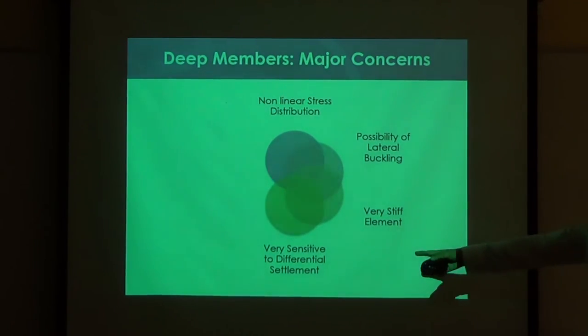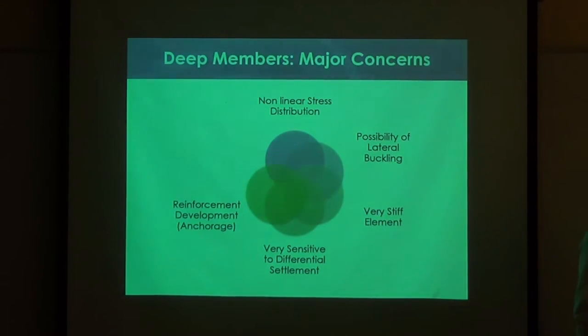Deep members are very sensitive to differential settlement, as I mentioned, because of their size and stiffness. And reinforcement development anchorage is a big problem. When you have a deep element like that, and the reinforcement comes here, there is no room, the stress is very high, and there's not enough length for this reinforcement to be developed. So you need to bend it, but still not enough. The rebars need length to develop, and there's not enough length. So you get into problems.